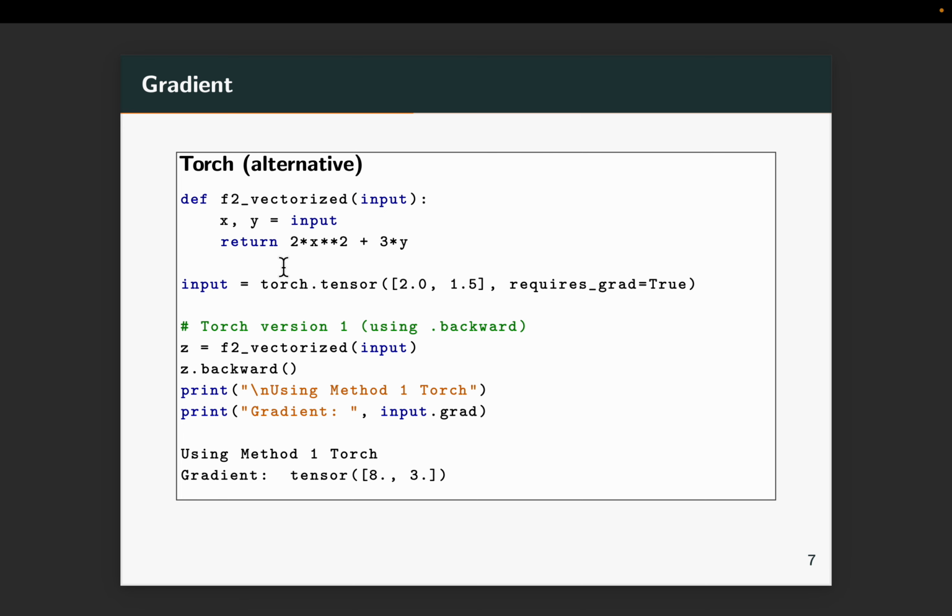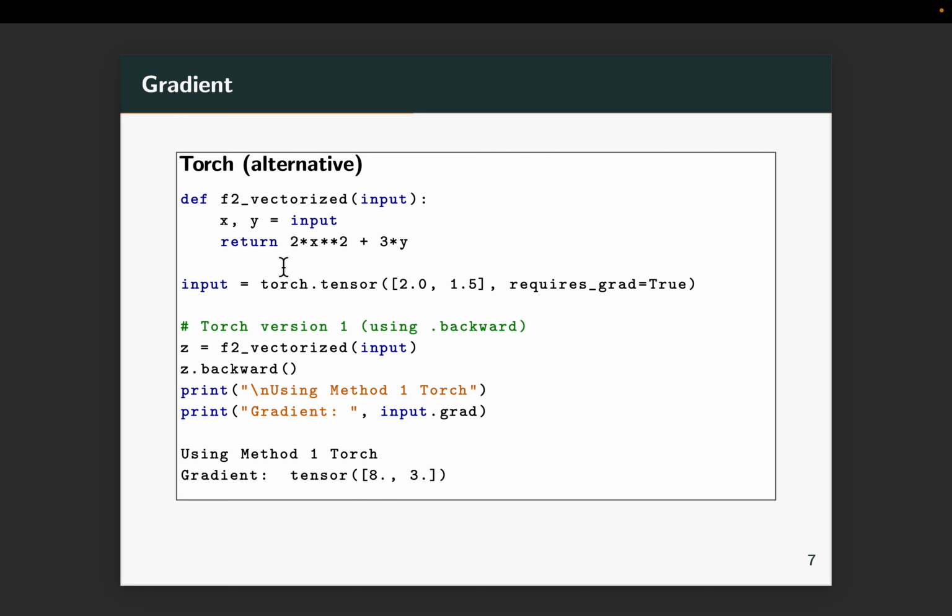You modify the function a little bit. You change this function to f2 vectorize, which takes in a certain amount of input. I'm using input as an argument. It's a bad idea because input is a reserved keyword in Python. You break the input into x and y, you return the function value, and then I create a new input tensor containing both x and y, and then I can directly get the input dot grad, which will give me two elements, 8 and 3. Right? This is more efficient, and you'll see this pattern in some libraries where they get a single argument over here, and then they break it into different arguments over here.